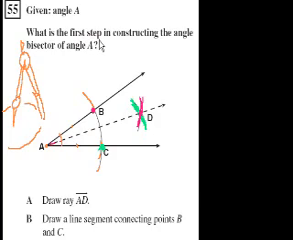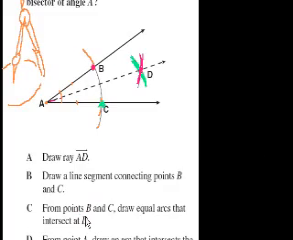So let's see. They say, what is the first step in constructing the angle bisector of angle A? So they say, draw AD, ray AD. Well, no, that seems like that would be the last step. Then you're done, right? Draw AD. That is the angle bisector. Draw a line segment connecting points B and C. A line segment. No, that's useless. You don't need a line segment. Even what they have drawn, that's an arc. It's not a line. From points B and C, draw equal arcs that intersect at D.